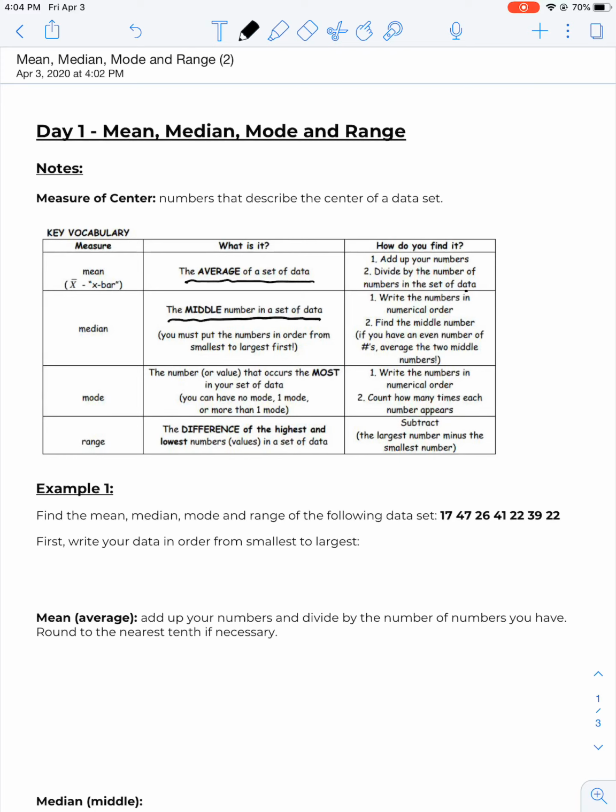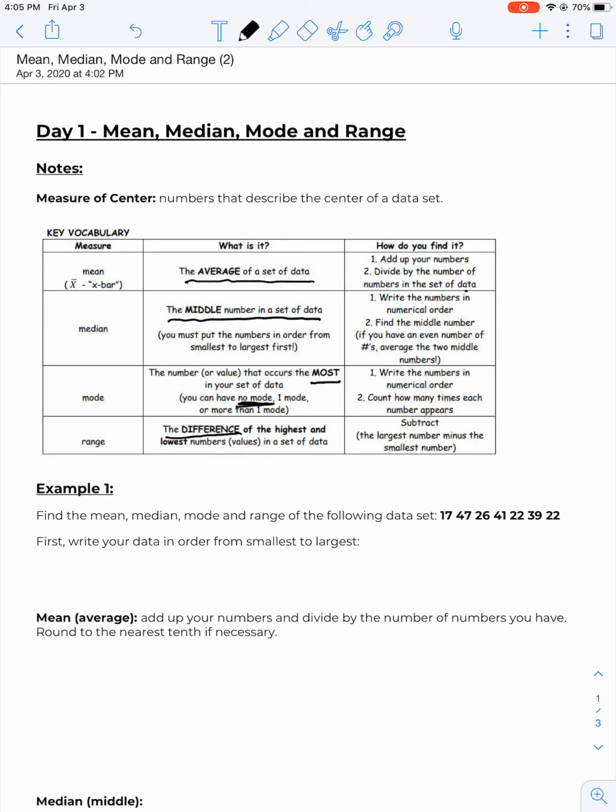The mode is the number or value that occurs the most in your set of data, and you can have no mode, one mode, or more than one mode. If you have no mode, then that's what you write, no mode. You write the numbers in numerical order again and count how many times each number appears. For the range, you're going to take the difference of the highest and the lowest number values in the set of data. So we're going to subtract the largest number minus the smallest number.